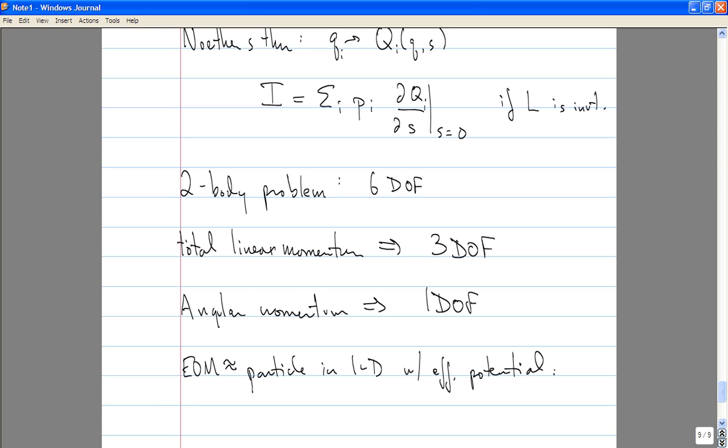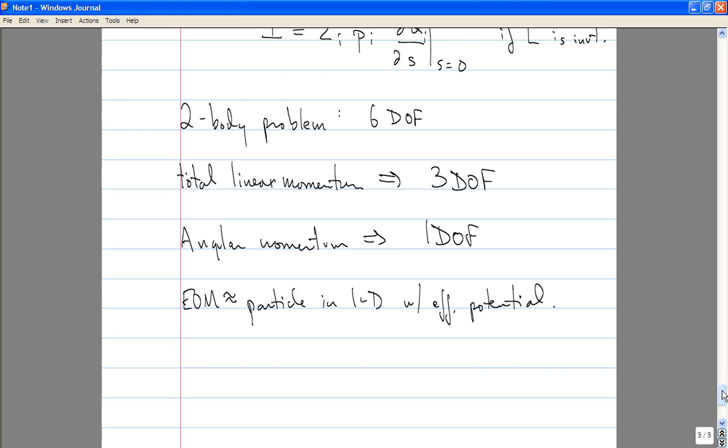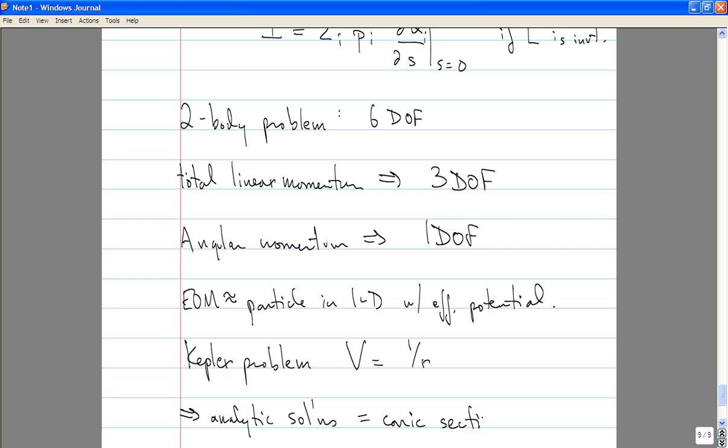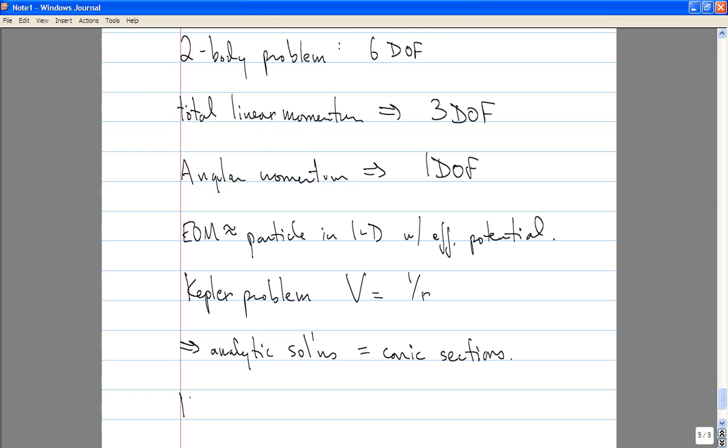So we then proceeded to spend much of our time considering the special case of the Kepler problem, where the potential went like 1 over r. In this case, we found analytic solutions, which were conic sections, so that, for example, the orbits of the planets are ellipses. And we understood various properties of these solutions, such as, for example, Kepler's laws of motion.